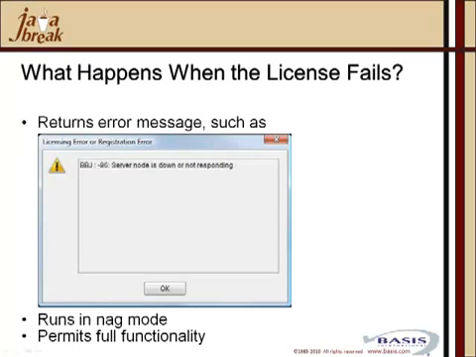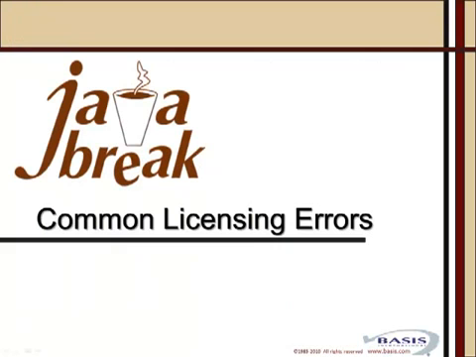So what happens when the license fails? Well, first you'll receive an error message such as the one shown on this slide, and it indicates that there is indeed a licensing error. The user can select OK, and the application will continue to run in what we call nag mode, but with full functionality. In nag mode, the user is periodically prompted that there is an issue with the license that needs attention. Bruce is now going to walk us through a few of the most common Basis licensing errors and their solutions.